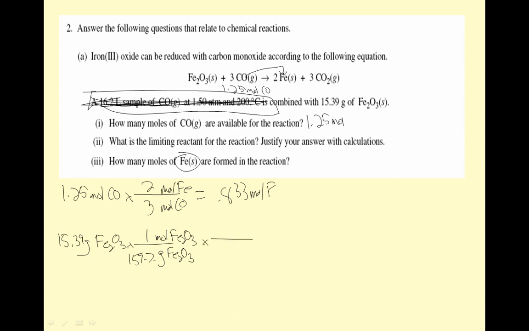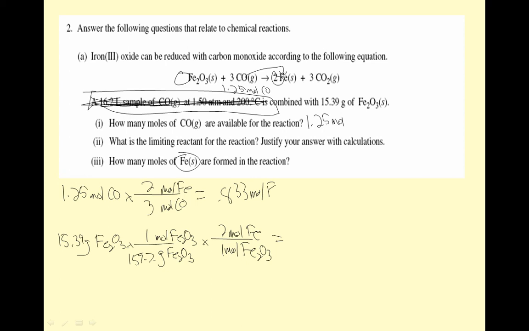And then 1 mole of Fe2O3, 2 moles of iron. And again, these numbers, moles over moles, these are coefficients. Coefficient of 1, coefficient of 2. And I guess I just asked for moles, huh? So I can stop there.